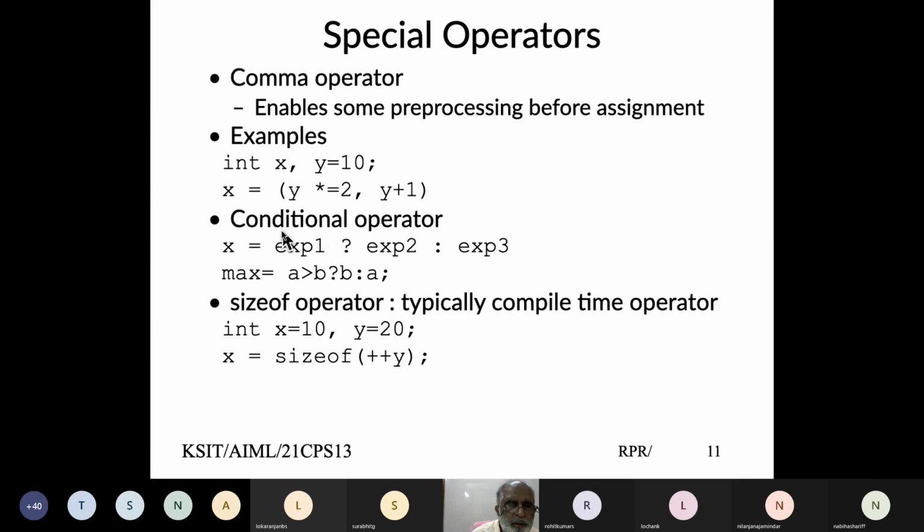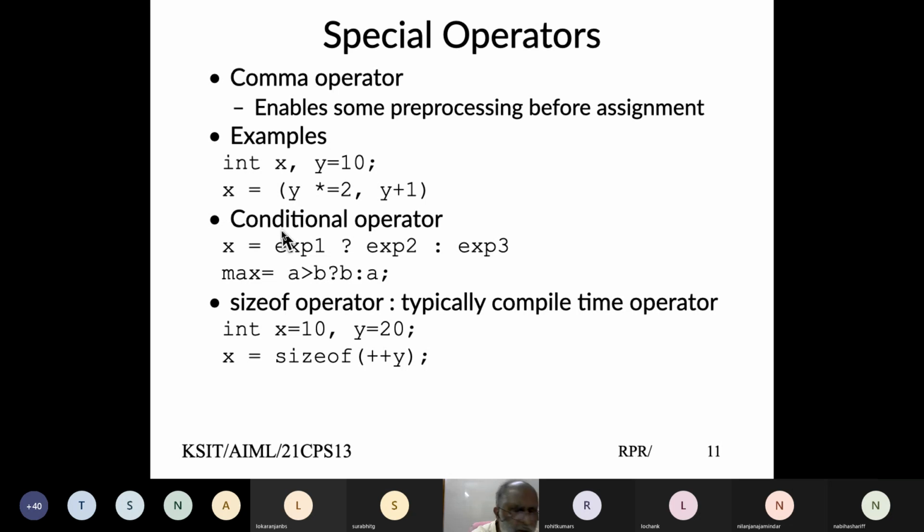Like in this case, we are given x is equal to 10, y is equal to 20, and I'm saying x is equal to sizeof ++y. So normally you would think that first y would be incremented and then we'll use sizeof. But sizeof is a compile time operator. There are specific cases when you deal with arrays that it is done at runtime. But in general, when the type is very well known, it is a compile time operator.